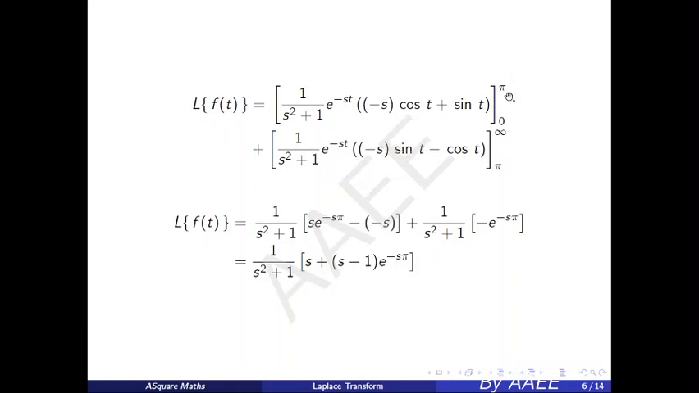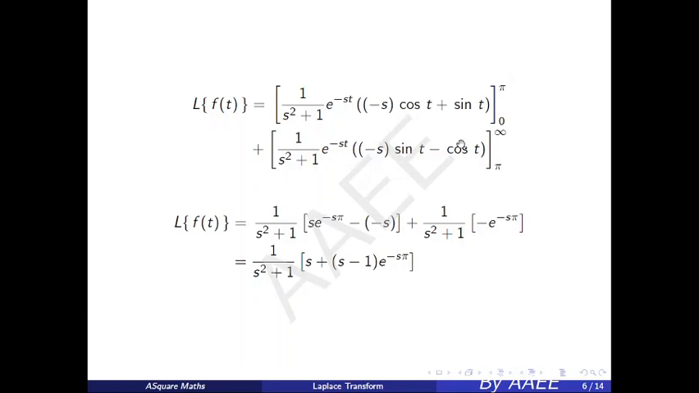Putting the limit, this one will be the pi. If you put pi here, e raised to minus s pi, and this will be a minus s cos of pi plus sin of pi, but sin of pi is 0, so it will be only minus s e raised to minus pi s, but cos of pi is minus 1, so this minus and minus 1 will get cancelled. I have taken here direct s e raised to minus s pi.